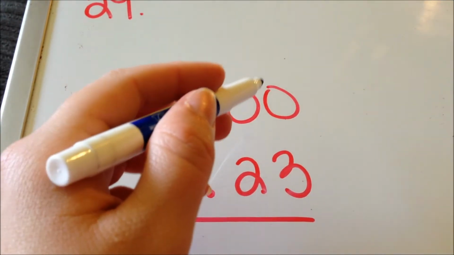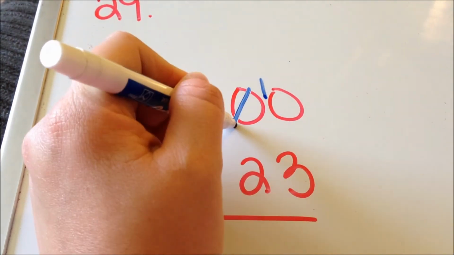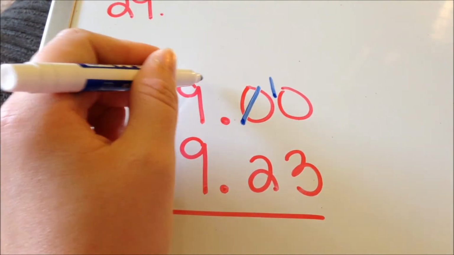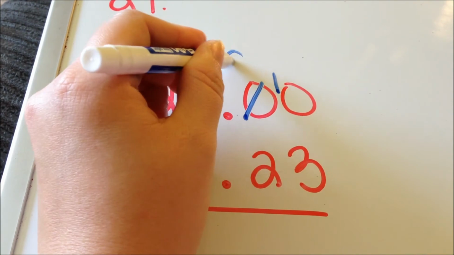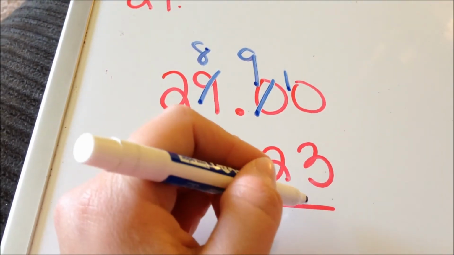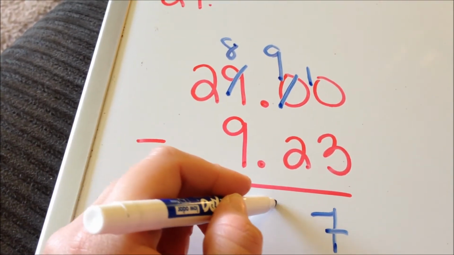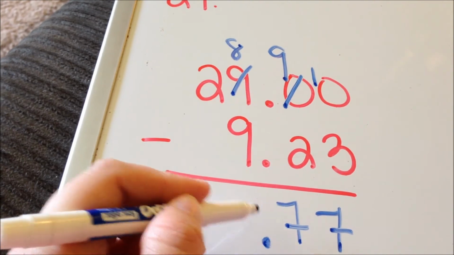We're going to start out with 0 minus 3, which we cannot do, so 0 becomes 10. We have to borrow, but we have a 0, so we have to borrow again. The 0 here becomes a 9, and the 9 here becomes an 8. 10 minus 3 gives us 7. Then we have 9 minus 2, that works, that gives us 7. Bring down the decimal point.